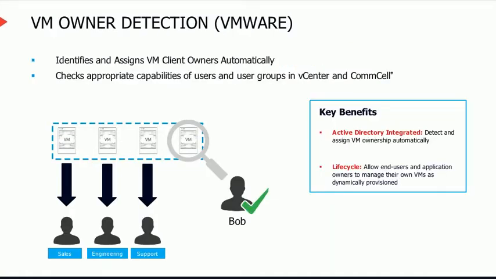Historically, finding the owner of a virtual machine required manual effort or the creation of some kind of script. In CommVault version 11 with VMware, the discovery phase can be configured to automatically check for capabilities in vCenter and that the associated user or user group also exists in the CommCell interface. It will then automatically assign the user or user group as the VM owner in the client computer group properties so they can manage their own VMs without any admin intervention.